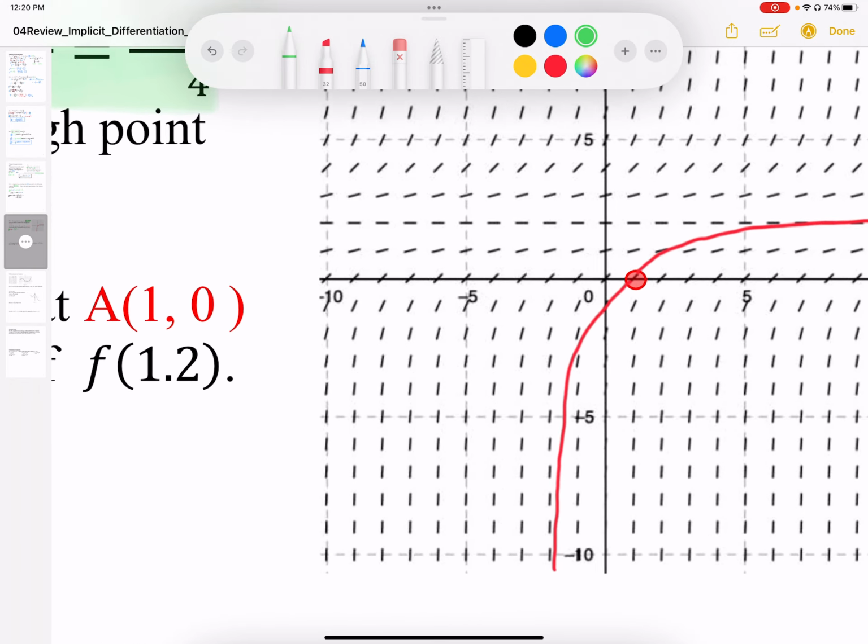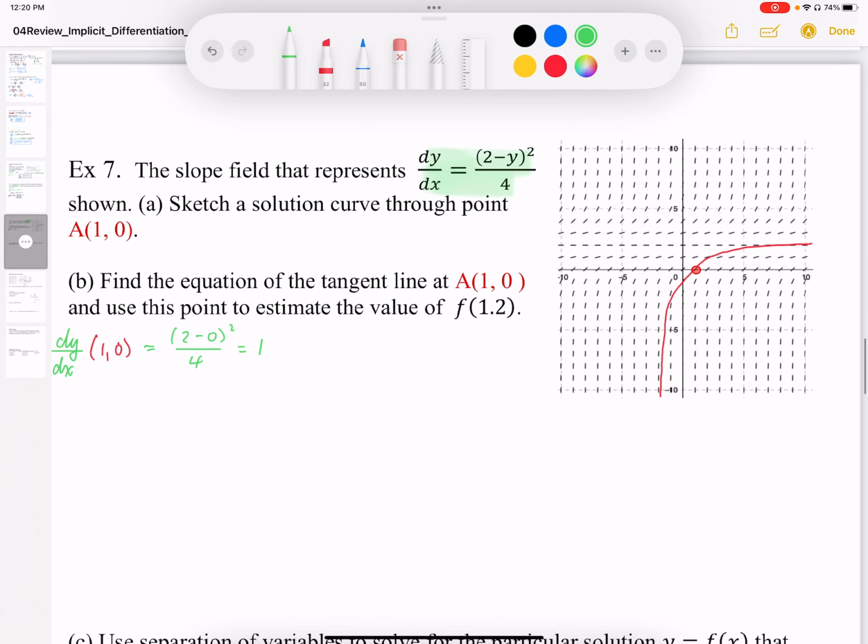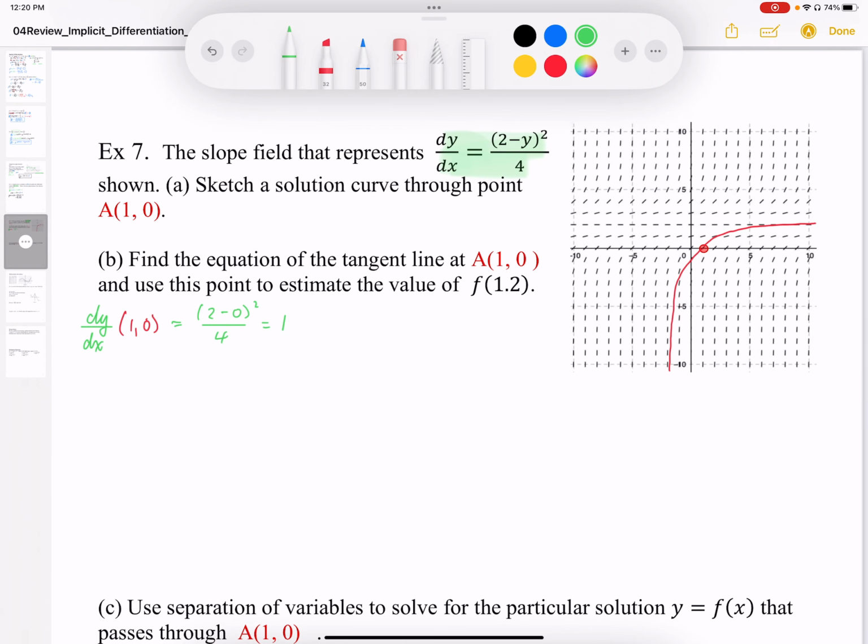And looking at that slope segment at that point, it does look like it is a 45-degree slope segment. Okay, so that looks about right. I have my coordinate, so now I can write the equation of my tangent line. My linear approximation line, which I'm going to write as L of x, has a slope of 1, and it has a coordinate at x equals 1 and y equals 0. So my linear approximation line is just y equals x minus 1.